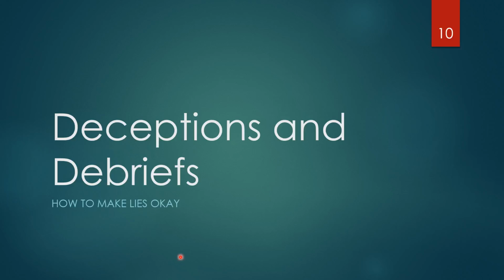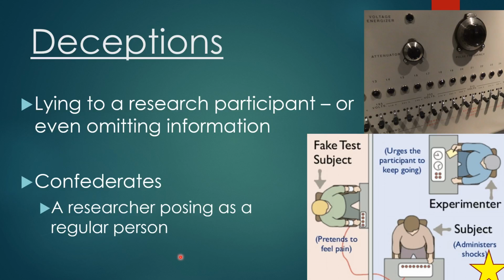Okay, so in psychological research, we sometimes need to lie, and that's what a deception is. A deception is lying to a participant or omitting information to a participant so that you can achieve some sort of desired outcome.